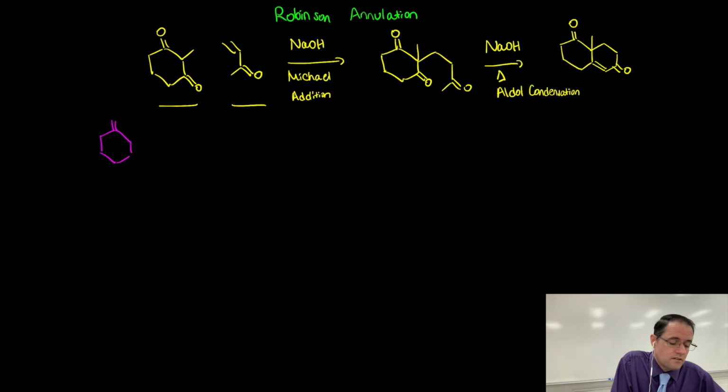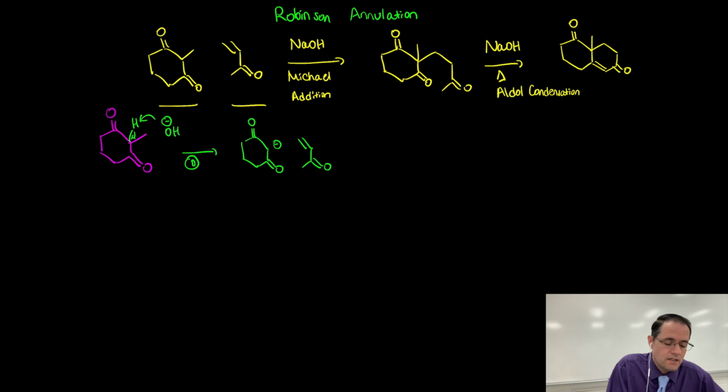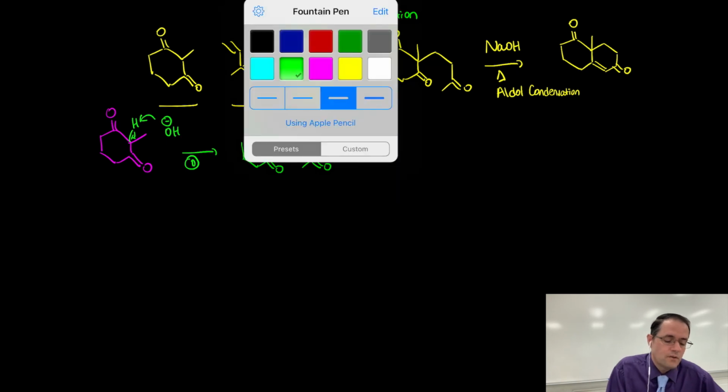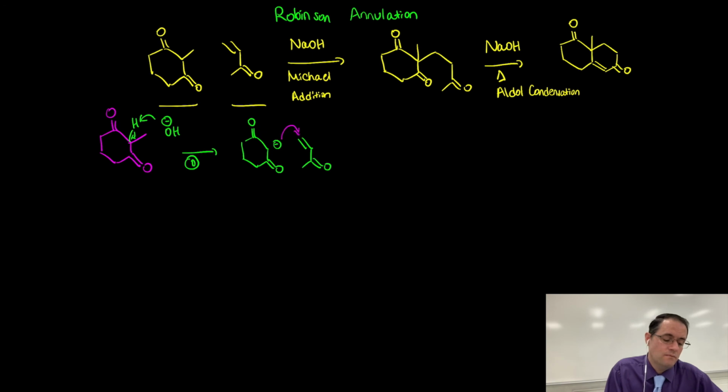First, we take our diketone, and we recognize that there's a hydrogen here in the middle that's flanked by two electron withdrawing carbonyls. So we're going to deprotonate that most acidic guy there to give us the enolate. Okay? The enolate can now do a conjugate addition with this alpha beta unsaturated ketone. And so the flow of electrons will look like this, as we've seen before. And that's the attack step, okay?